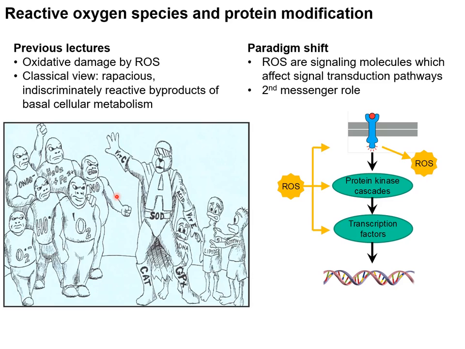That viewpoint has predominated for about the last 40 or 50 years. But in the last decade or so, there's been a bit of a paradigm shift. The more modern view is that, sure, reactive oxygen species can be damaging, but there is another role for them. And that is that reactive oxygen species can act as signaling molecules which affect signal transduction pathways. In other words, they can have a second messenger role. And there are a couple of ways in which they can do that.